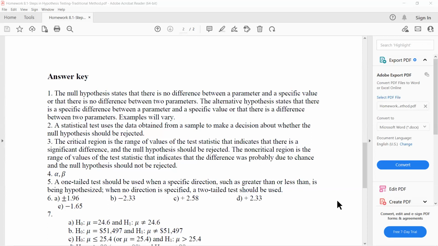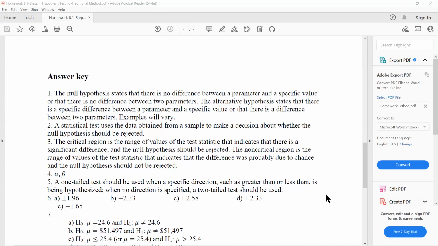Now, what is meant by a critical region? She makes this a little more explicit on the answer key, but it says a statistical test uses the data obtained from a sample to make a decision about whether the null hypothesis should be rejected. That's what a statistical test does, but this test is a procedure itself. We're using sample data to make a decision about the population.